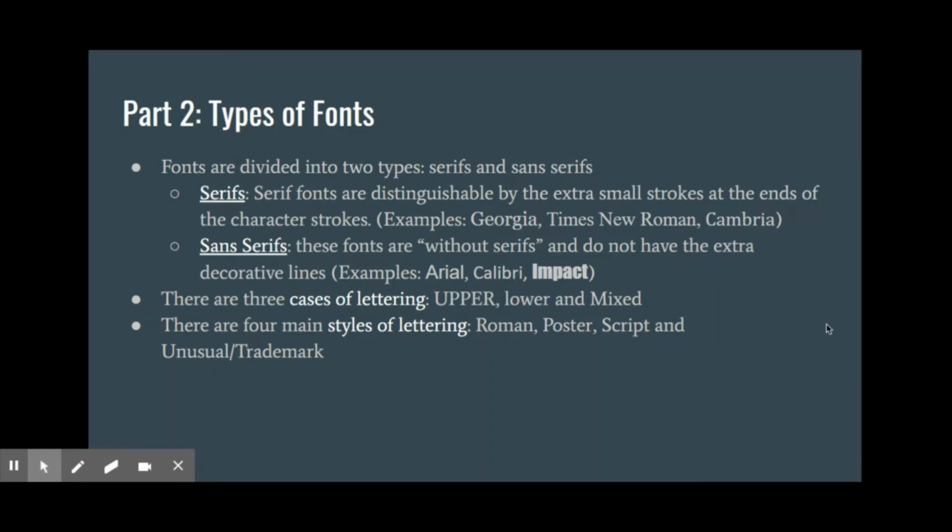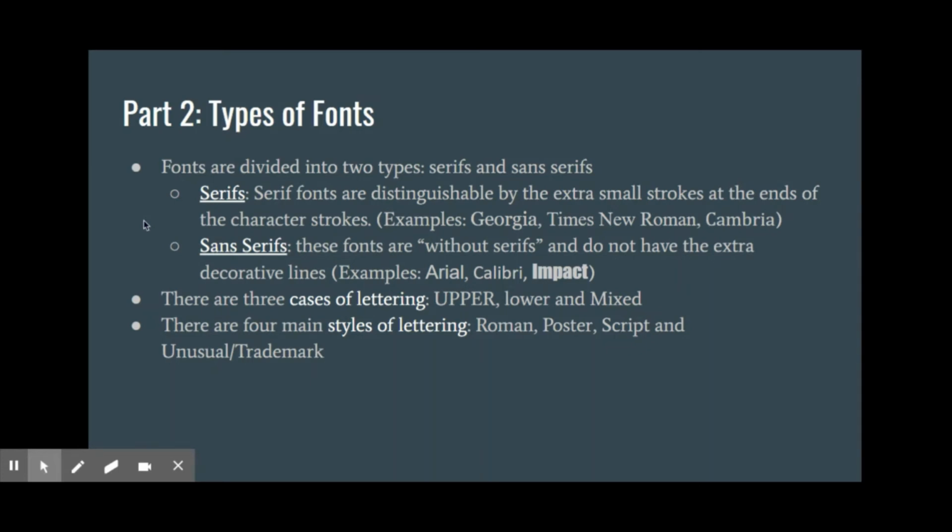So serif fonts are distinguishable by extra small strokes at the ends of character strokes. For example, font types like Georgia, Times New Roman, and Cambria are considered serif fonts because they have extra decorative pieces attached to the ends of their letters. Then the other type is called sans serif. So these are fonts without serifs. Sans meaning without, serif meaning serif, without serif. And these do not have extra decorative lines, so they're very straight and robotic looking. So examples of those would be Arial, Calibri, and Impact.